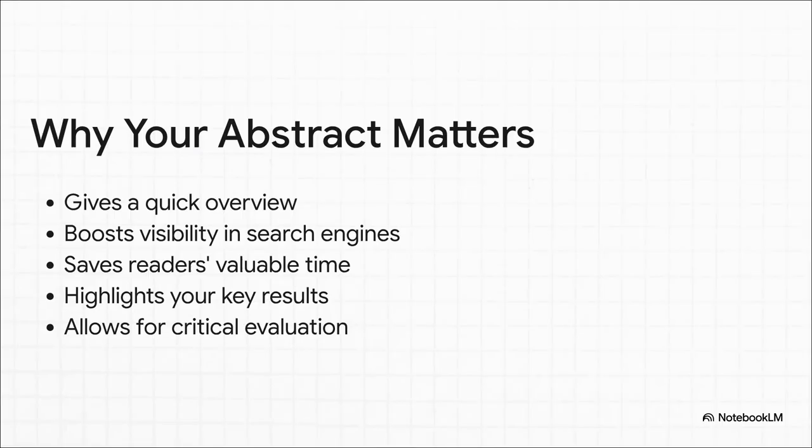And this is exactly why the abstract is so much more than a simple summary. It is a powerful tool for discoverability. Think about it. Search engines like PubMed and Google Scholar, they index your abstract. So the keywords you choose here are absolutely critical for getting your paper found. Plus, it respects the reader's time by putting your most important results right up front.